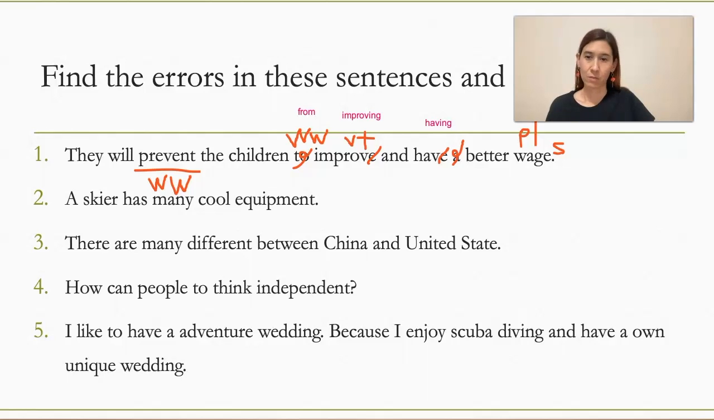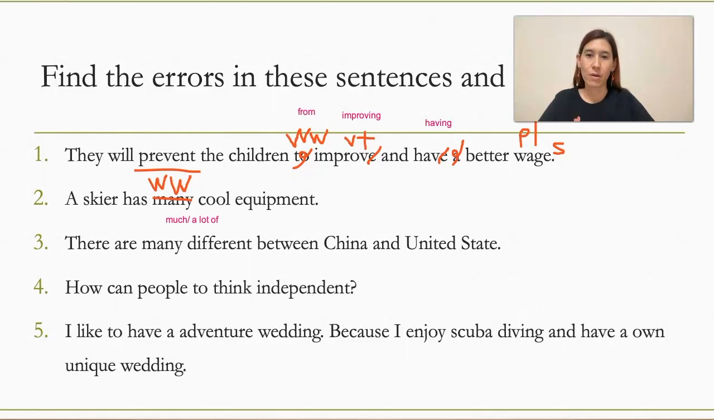What should we replace it with? You have two options. You can use much, because we can use much for non-count nouns, or you can use a lot of. A lot of can be used for countable nouns and uncountable nouns. So a skier has much cool equipment, or a skier has a lot of cool equipment.